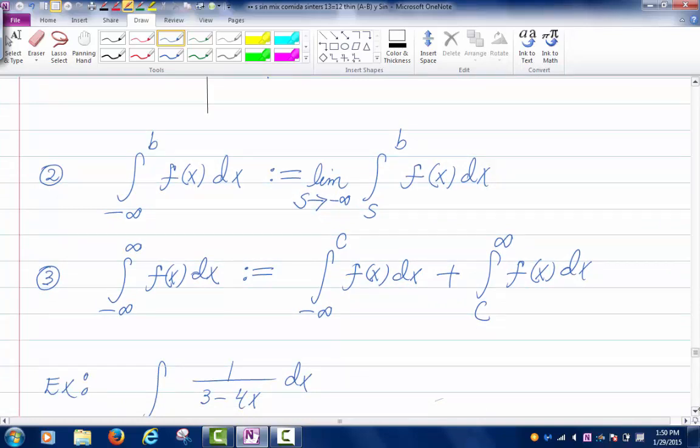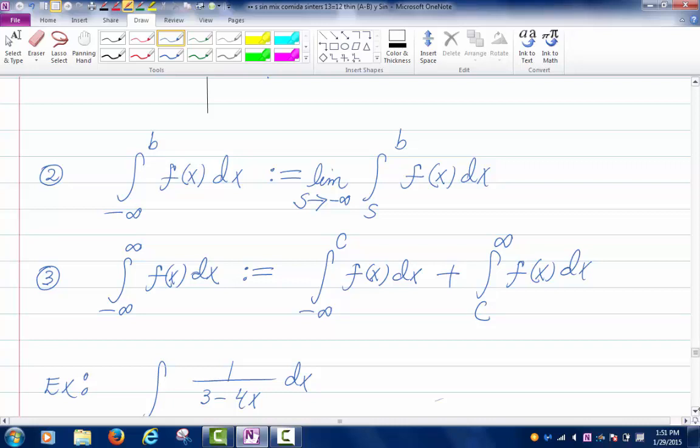Now, we looked at the integral from a fixed number a to infinity, right? We can also look at the integral from negative infinity to a fixed number. So now I'm looking at the integral from negative infinity to a fixed number b. How would you define that? Well, you're going to take the integral from s to b, and then take the limit as s goes to negative infinity. That would be the definition of the improper integral from negative infinity to b of f of x dx.